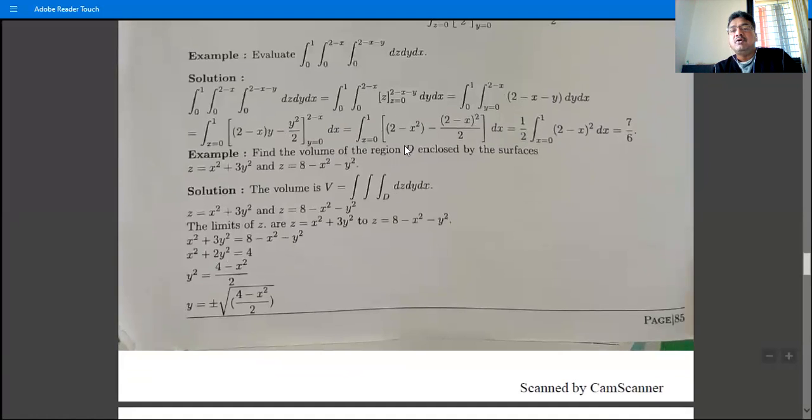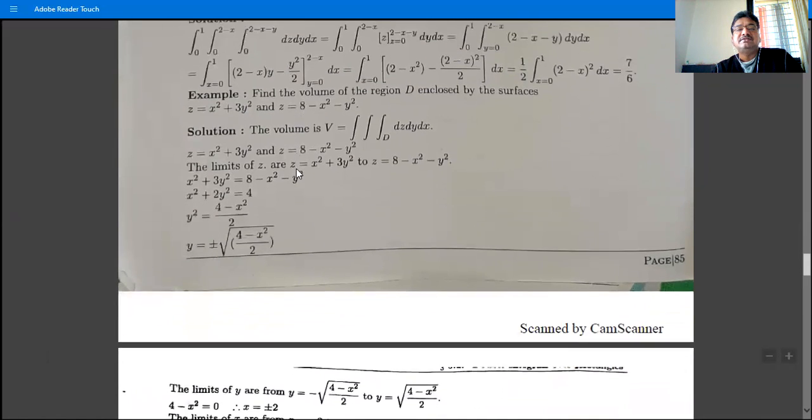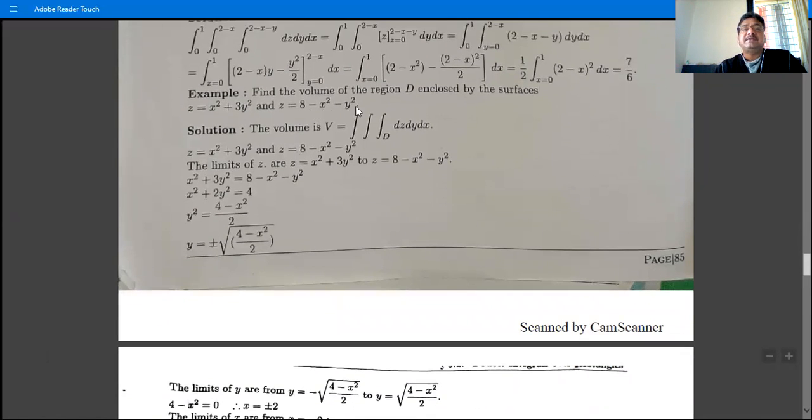Find the volume of the region D enclosed by the surfaces z is equal to x square plus 3y square, and z is equal to 8 minus x square minus y square. So the formula for volume is integration over the region D, dz dy dx, or dx dy dz, any sequence. So z is x square plus 3y square, and z is this. So the limits of z are these: this is the lower limit, this is the upper limit.